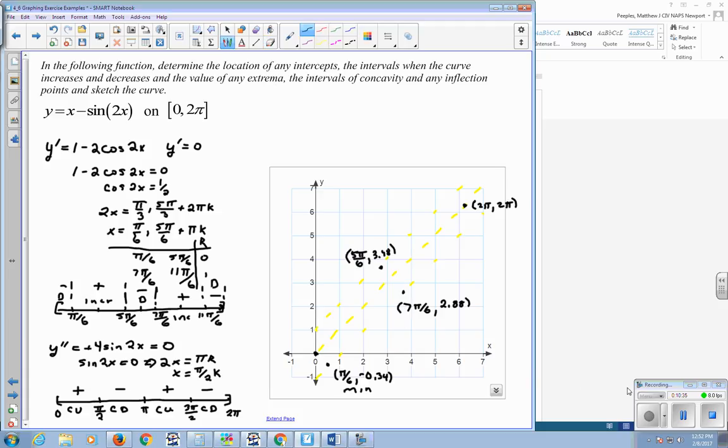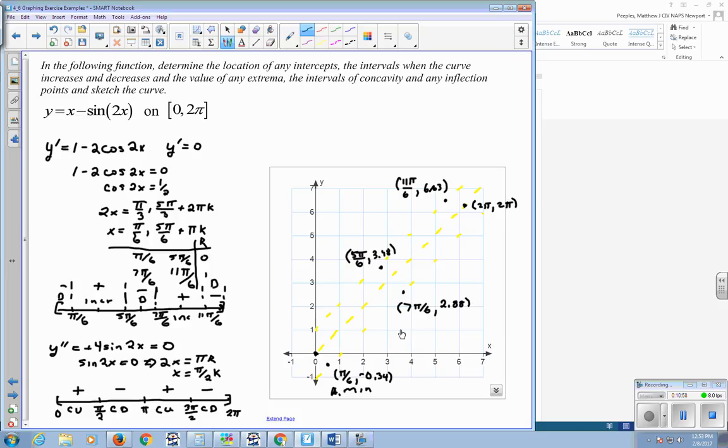And then finally at 11 pi over 6, we get about 6.63. That's a maximum point. If we're looking for absolute maximums and minimums, by the way, our absolute minimum occurs here at pi over 6. Our absolute maximum occurs here at 11 pi over 6 on this interval. The others are relative maximums and relative minimums.